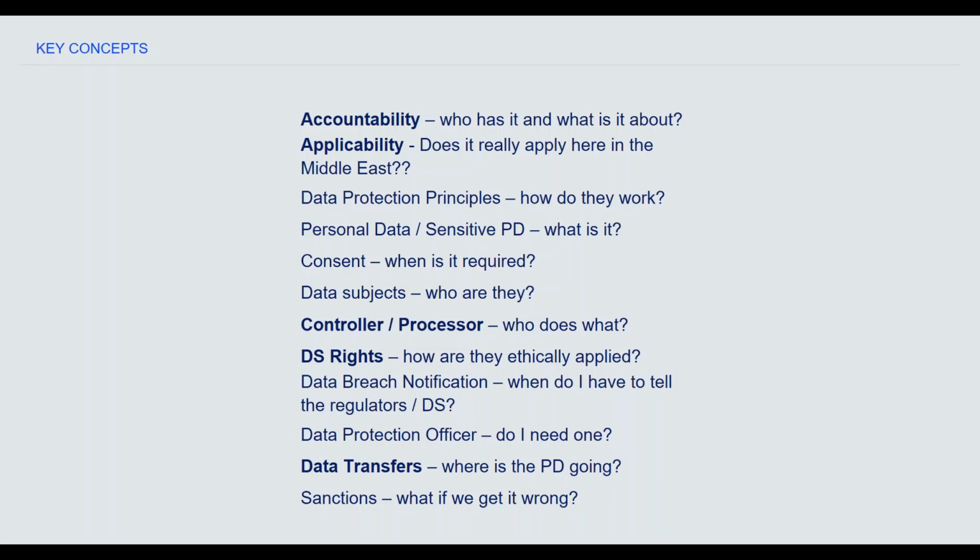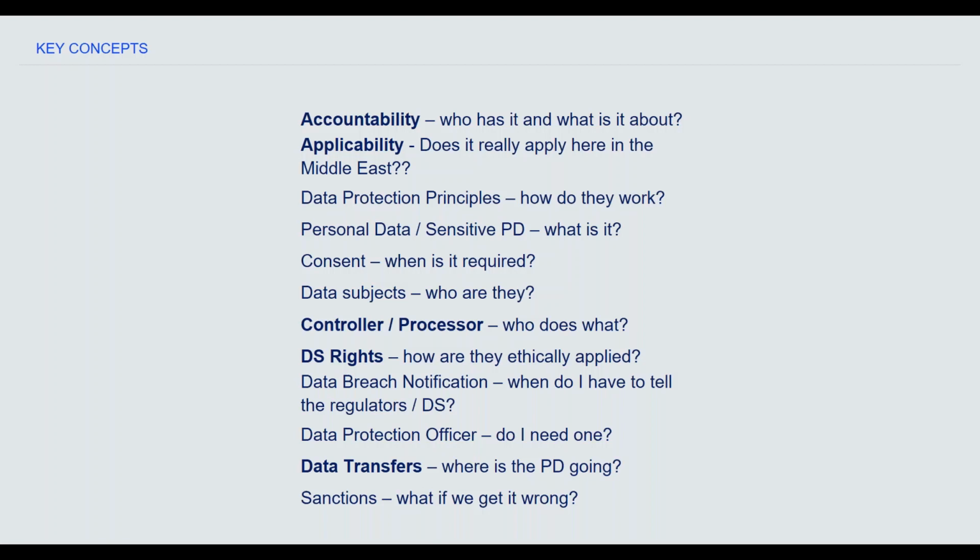Applicability. Data protection laws, as I said earlier, European law, for example, can have applicability here in the Middle East, as does the DIFC data protection law within the DIFC, as well as for processing or types of processing outside of the DIFC, if you're engaged in processing DIFC personal data.